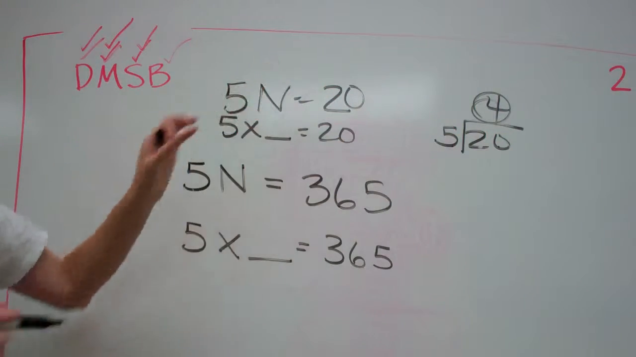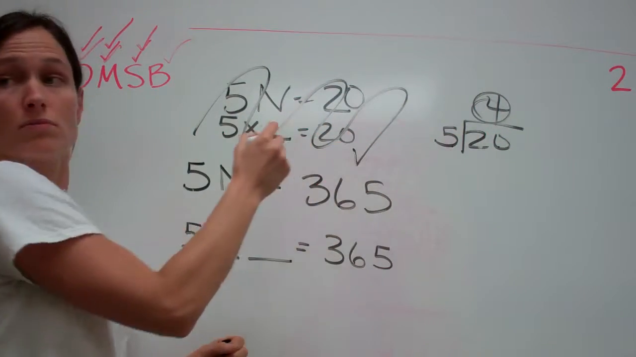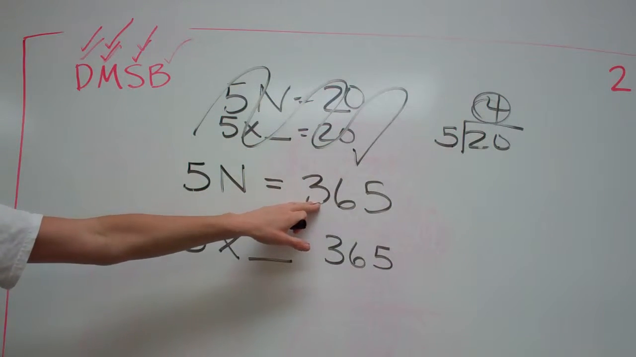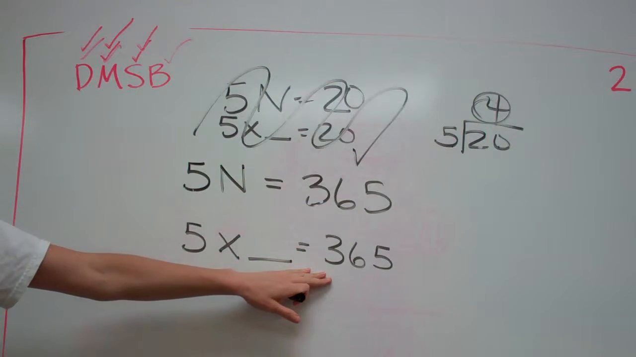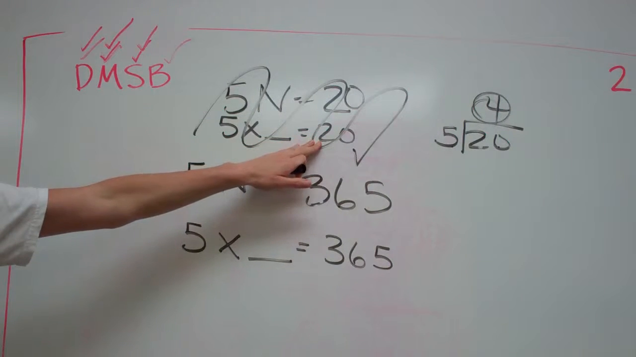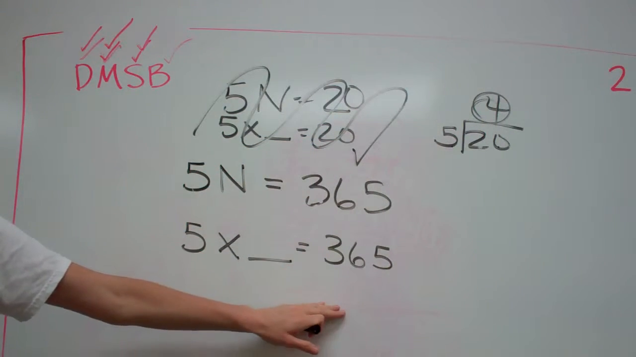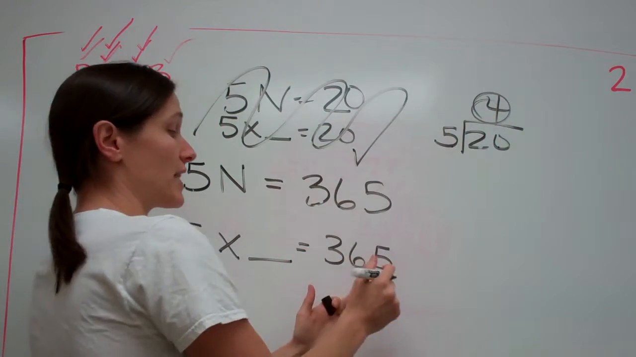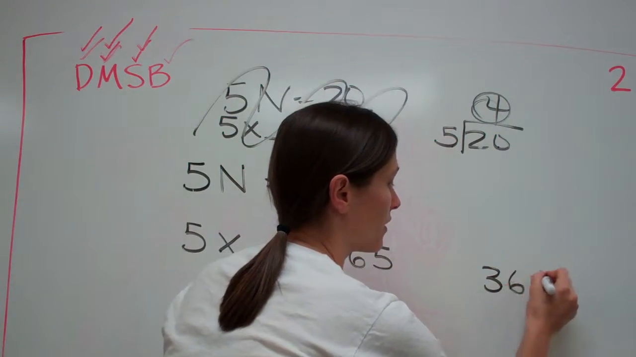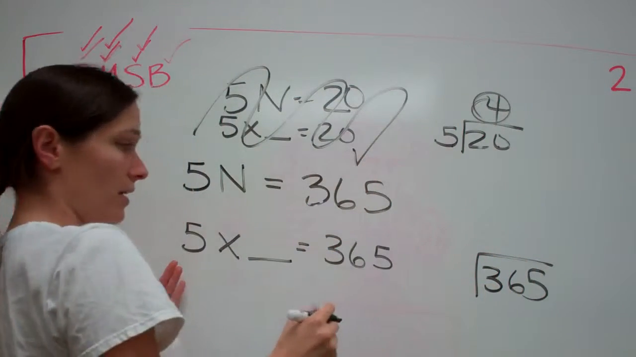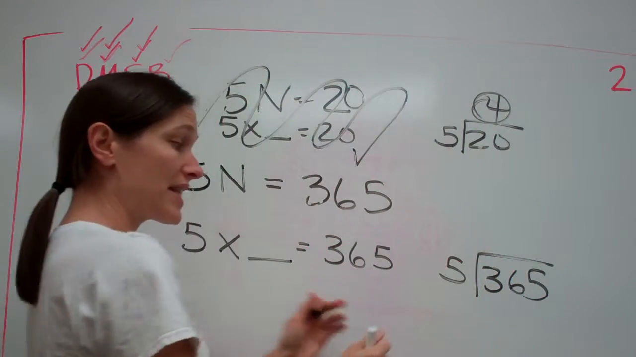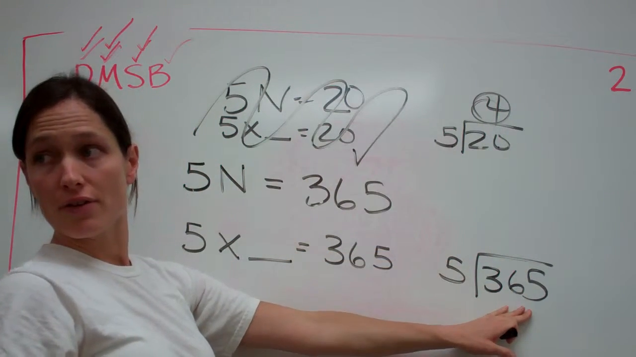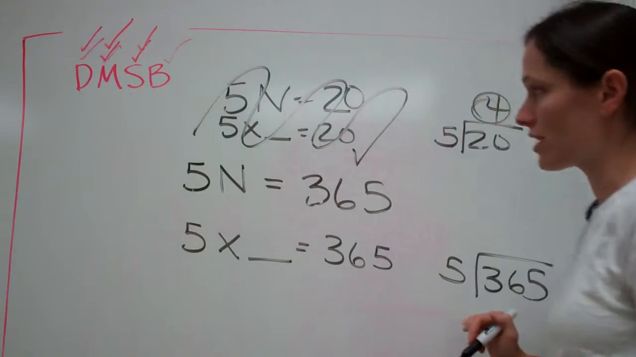Okay? So now that I know what I'm supposed to do using some fake numbers, let's do the real thing. How am I going to figure this out? The same way I figured this one out, but with the real numbers. You're going to take 365 divided by 5. Because what I'm saying is 5 times what equals 365. Okay, so let's walk through this one together.